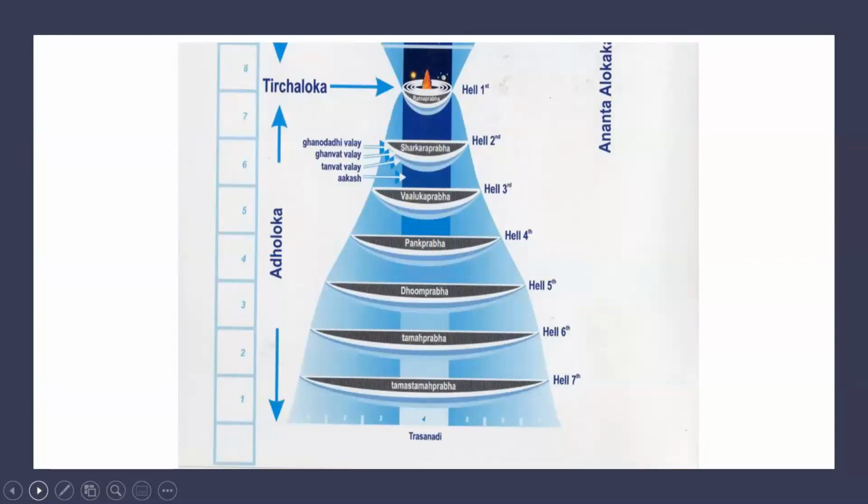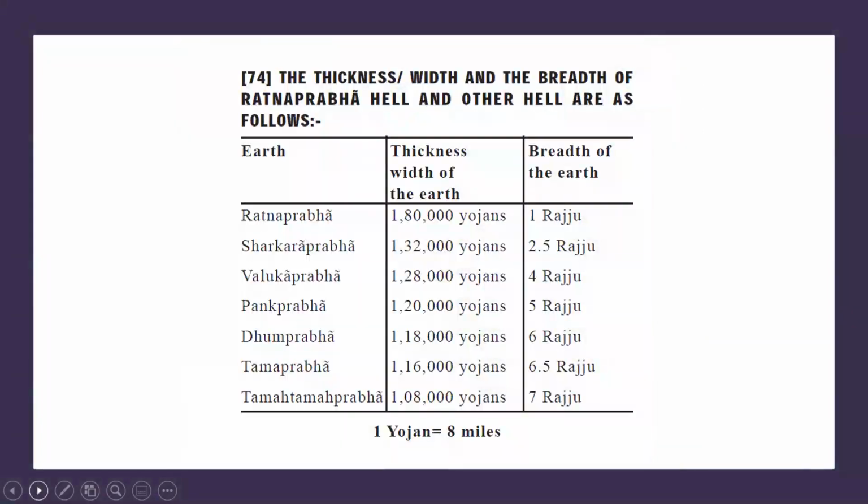Now, one thing to remember here is the thickness. The thickness of the Narkavas goes on decreasing as you go down. We saw in our last class that the thickness of the first Narak is 180,000 Yojans. The second Narak has a smaller thickness than the first, 132,000 Yojans. In the third Narak, the thickness further decreases, it's 128,000 Yojans, and so on. So the thickness of these bhumis decreases as you go down, but the width or the breadth of the Narkavas increases.